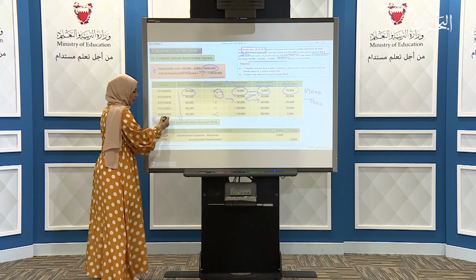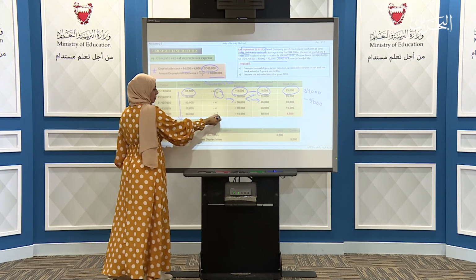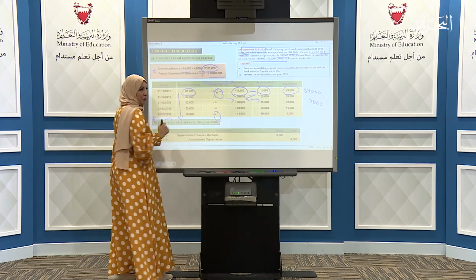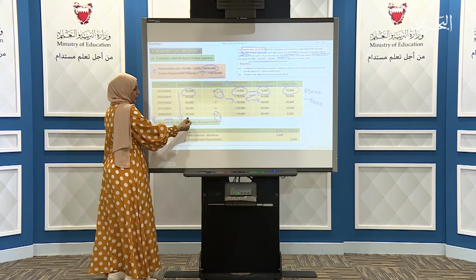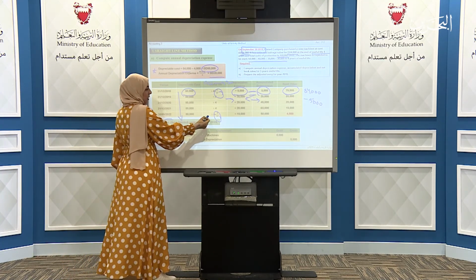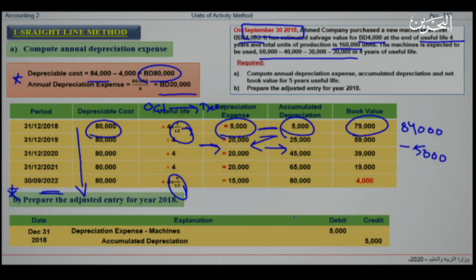I will add one more year just to take the remaining period, which is 9 months. I will take the depreciation cost, 80,000, divided by the useful life, multiplied by the remaining period, which is 9 months. I will get the depreciation expense of 15,000. When I check the periods, this is 1, 2, 3, and this is the 4th period.